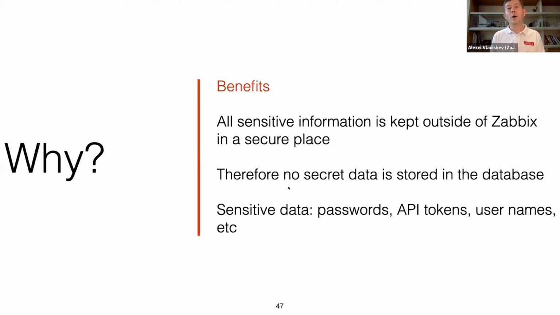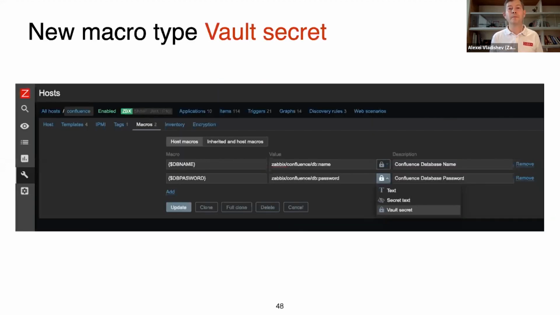Basically, now we support the HashiCorp Vault product. So it will be stored in a vault. And therefore, no secret information needs to be stored in Zabbix whatsoever, including the database name or database password that we use for connection to the Zabbix database. It also can be stored in the external vault.